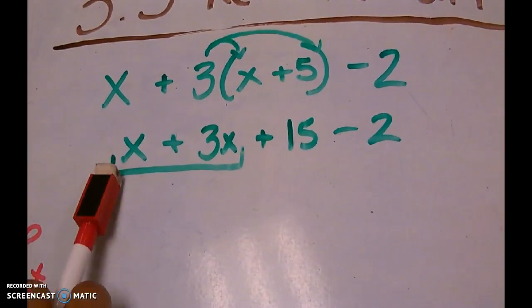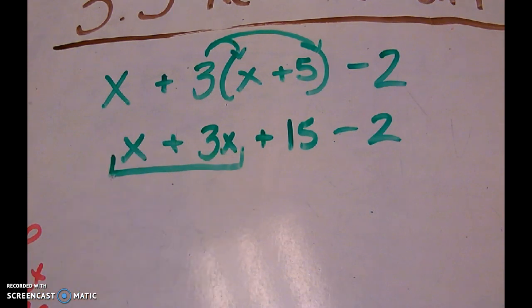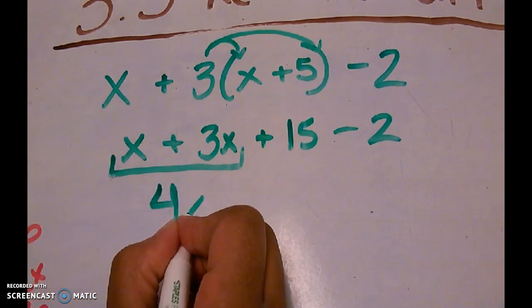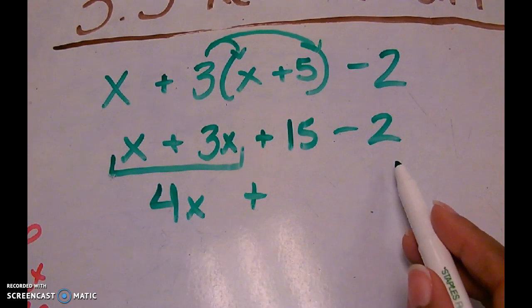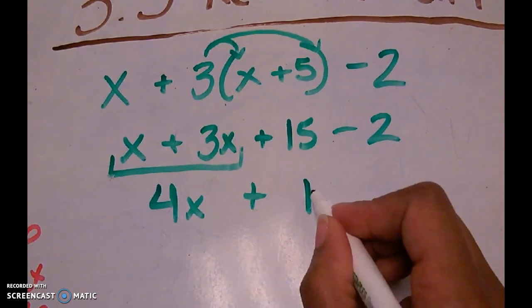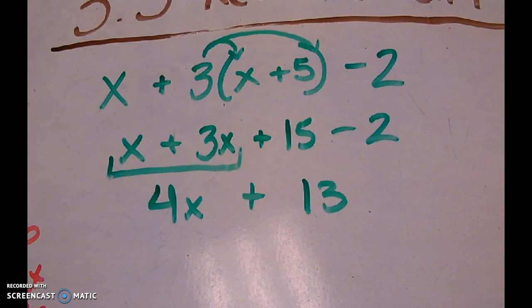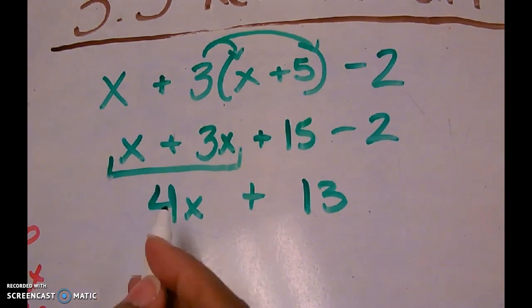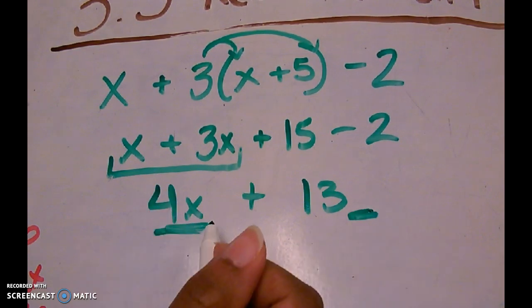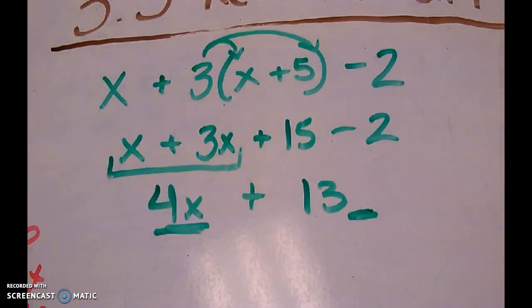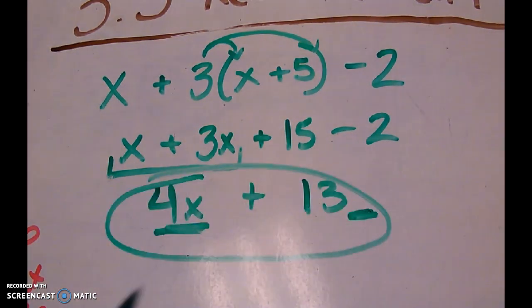I have x plus 3x. That means 1x plus 3x. That's going to give me 4x plus 15 minus 2 is going to give me 13. And this is where the problem stops, y'all. I cannot combine or add these because this doesn't have a variable and this does. So there's no way that I can just mix these two. The expression is simplified to its fullest extent.